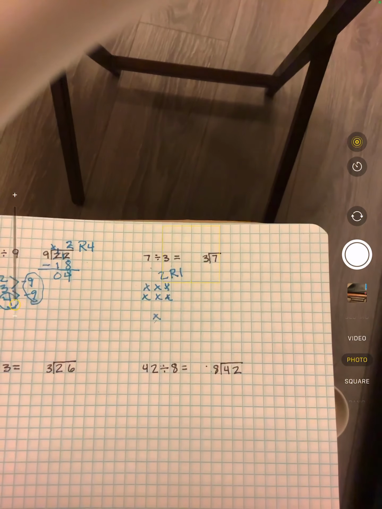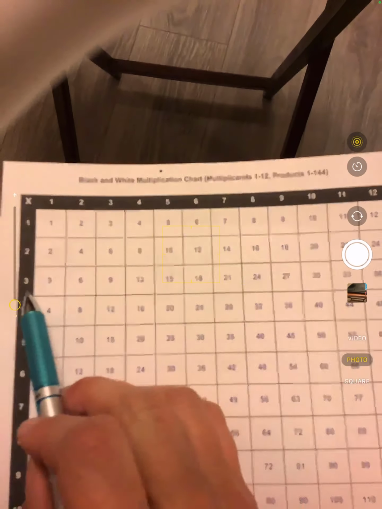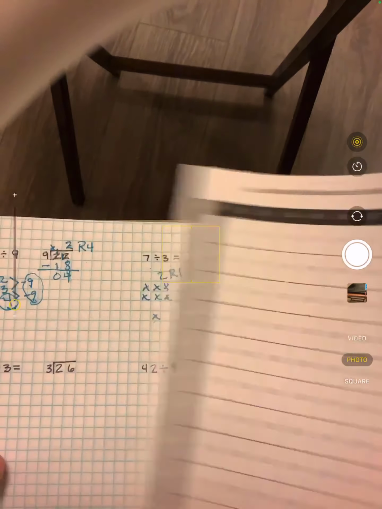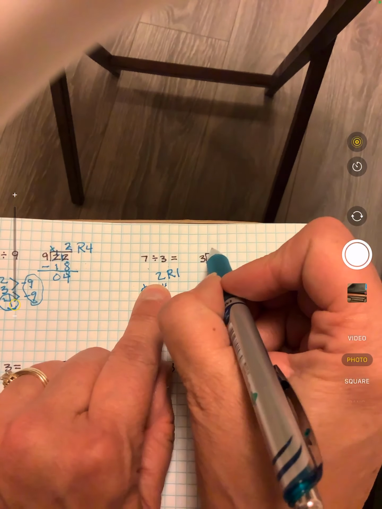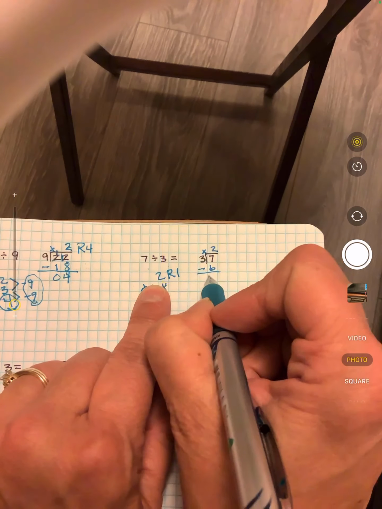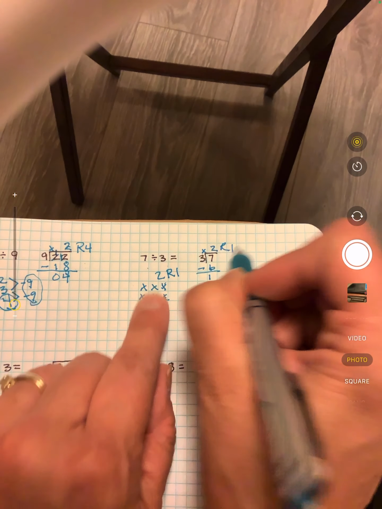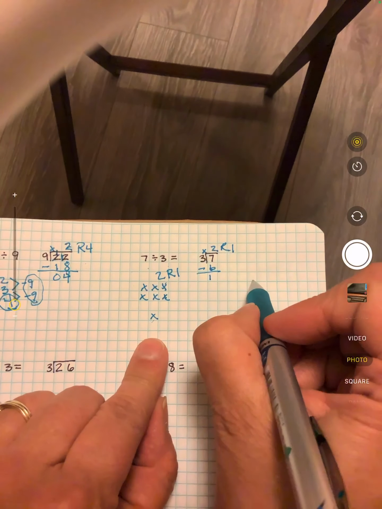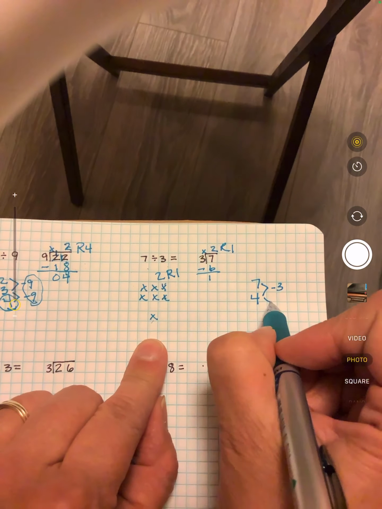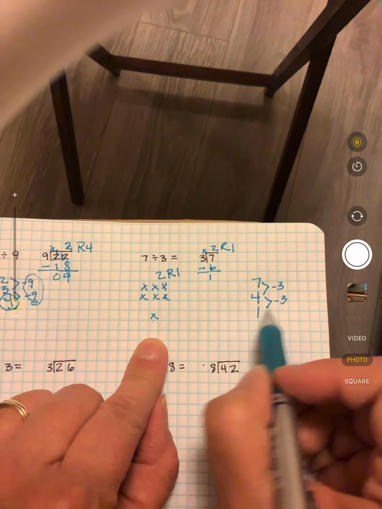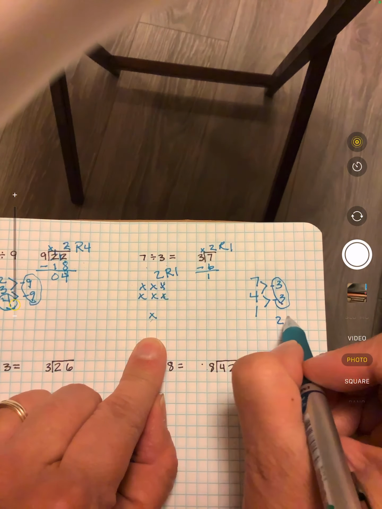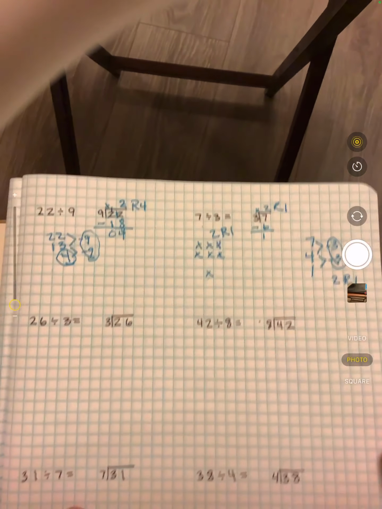Okay, let's go to the multiplication chart. 3, up, 9's too high, so we back it down to 6. 2 times, just like I got right there. 2 times 3 is 6, and we subtract, and we have a remainder of 1, just like I got there. 7 minus 3 would be 4. 4 minus 3 would be 1. Here's my 2. Remainder 1. Okay?